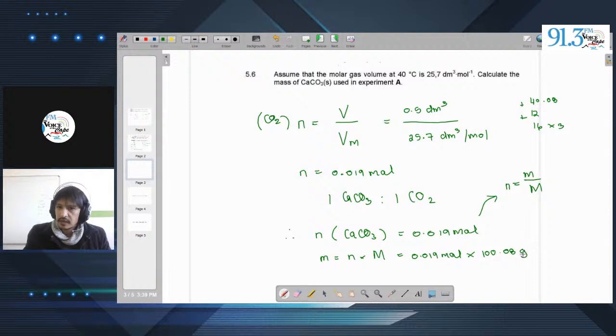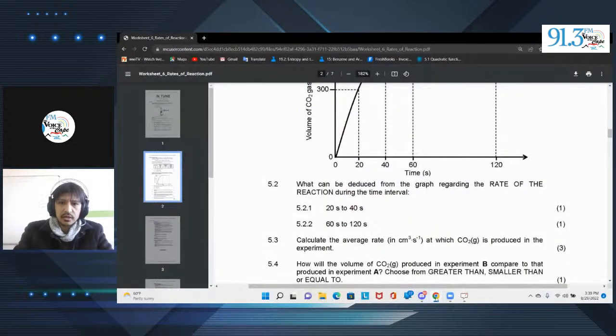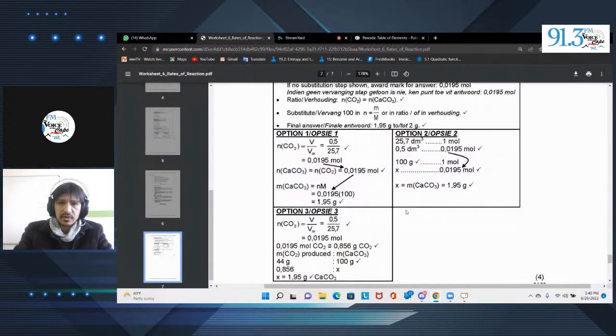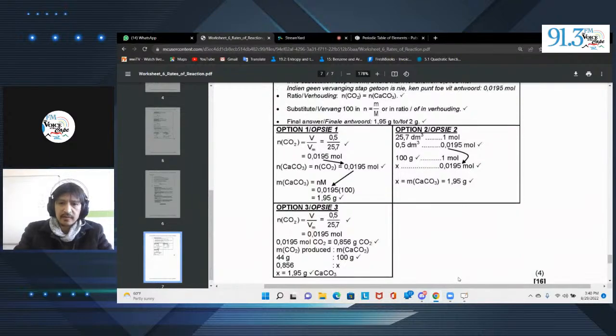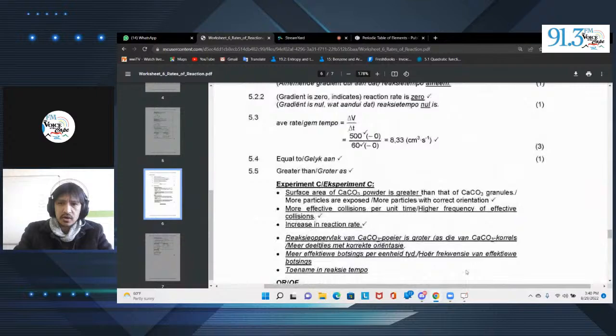100,08 grams per mole. And here we'll find, we multiply that by 0.019, and the mass is 1,9 grams of calcium carbonate used. And are we correct? Let us double check. Back here. And there we go. 1,95. We got 1,9. Okay, there we go. Easy peasy lemon squeezy, not too hard at all.